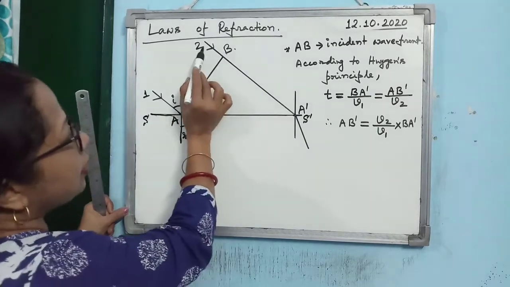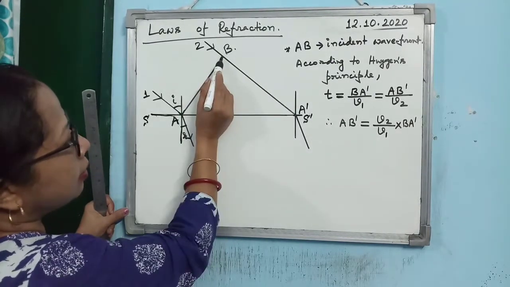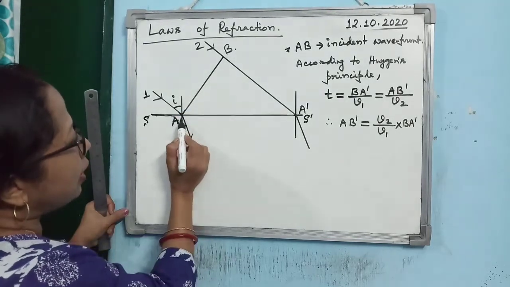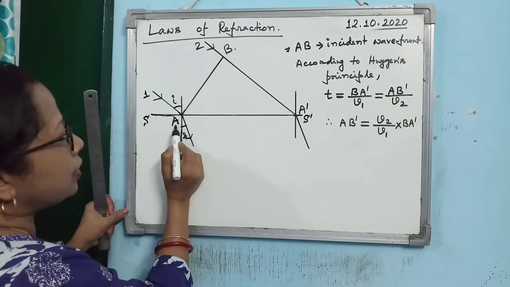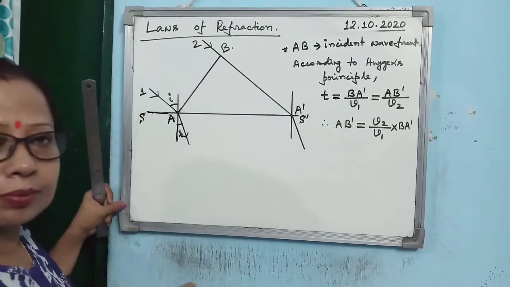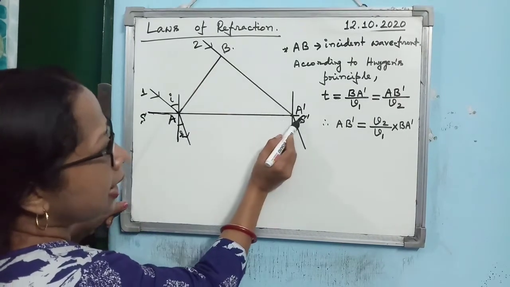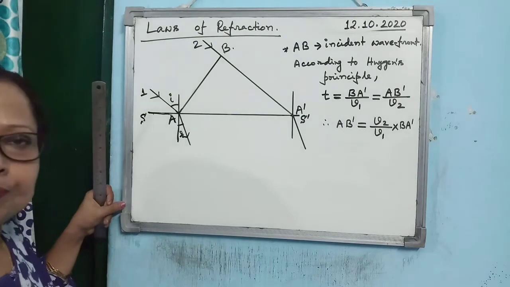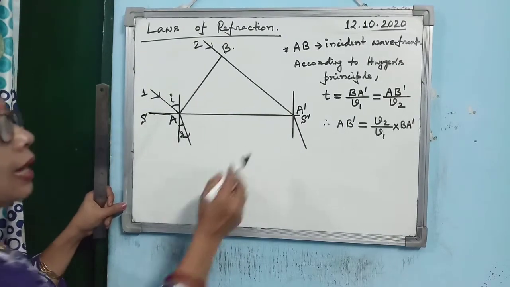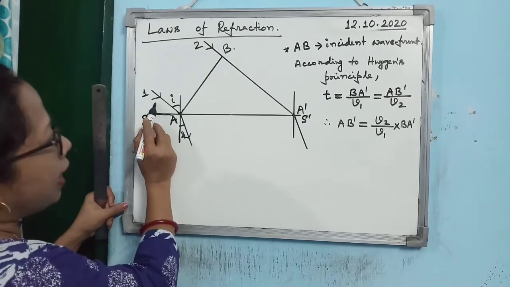Then you see ray 2, it is not falling at the same time. When ray 1 is striking the refracting surface at A, ray 2 is not striking the refracting surface at the same time. Rather, it is travelling a distance BA dash and then striking SS dash. Is that clear?